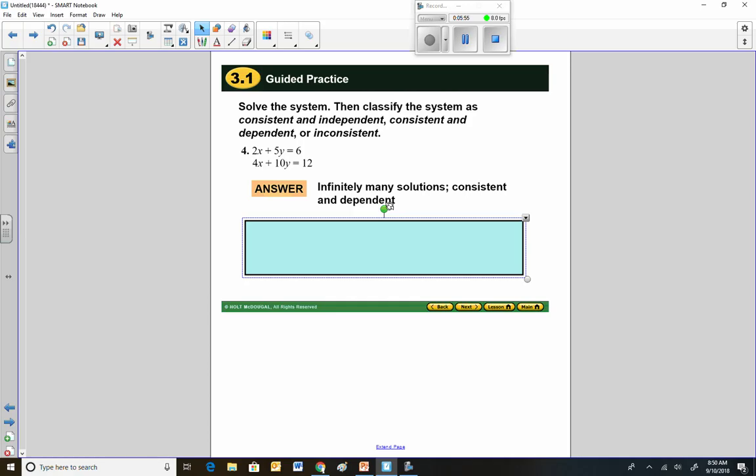Now, there's a quicker way other than graphing just to know this, so you know. If I do 2 times 2, I get 4. 2 times 5, I get 10. 2 times 6, I get 12. Ha! It must be the same line, guys.